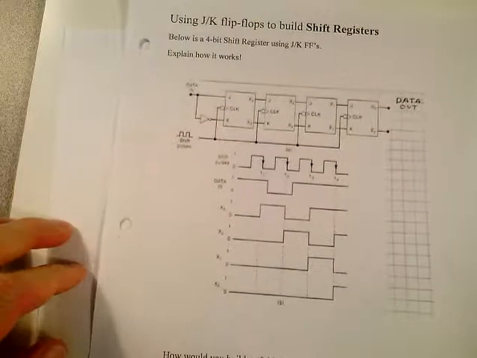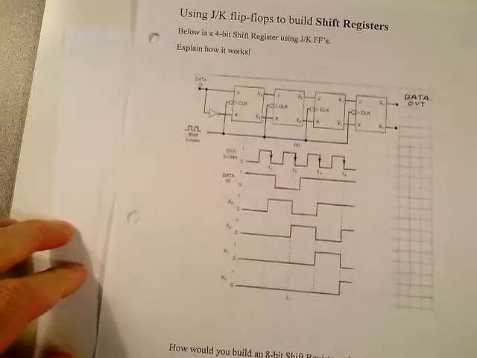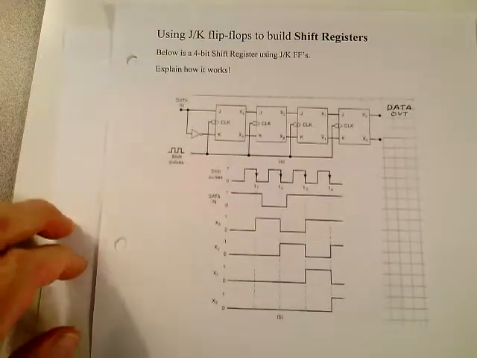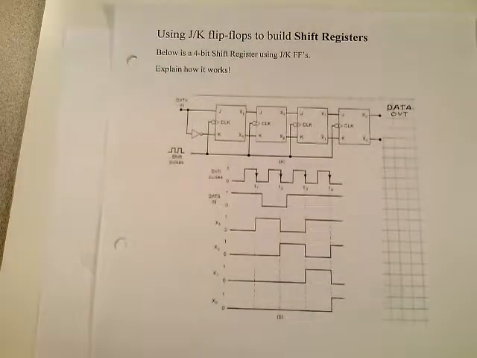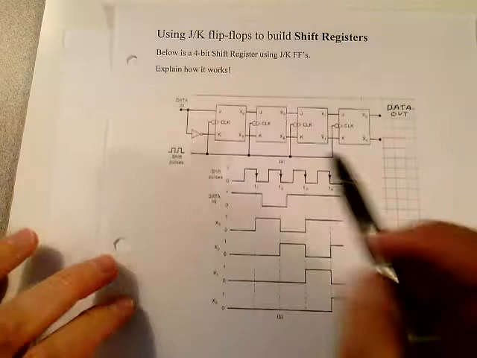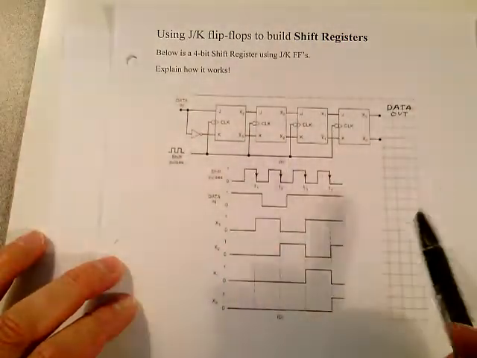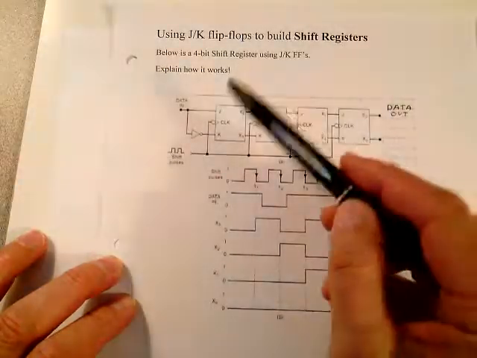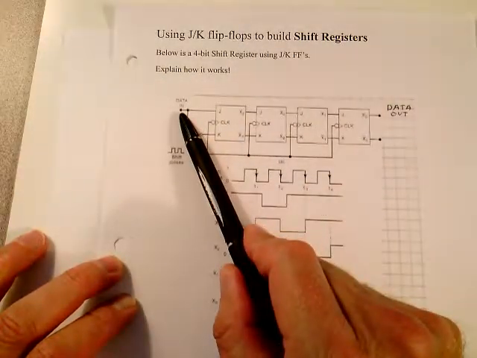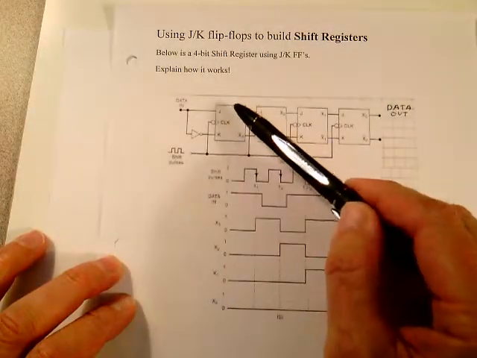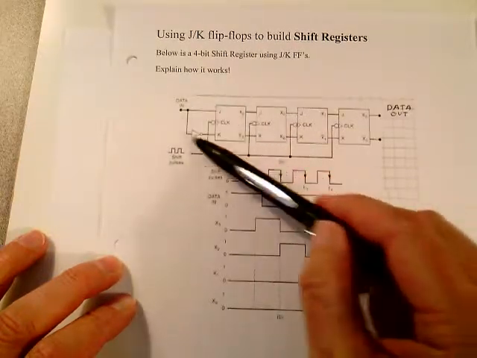Then we're going to go to page number 74. On page number 74, below is a 4-bit shift register using JK flip-flops. Explain how it works. Just want you to take a look. Here's a 4-bit shift register. Notice the data comes in, and I'm making a D flip-flop out of the JK.